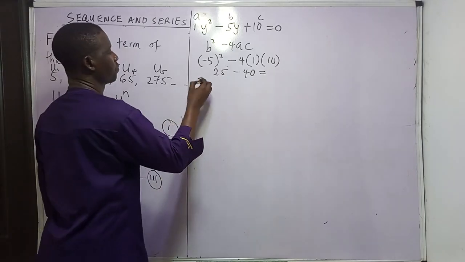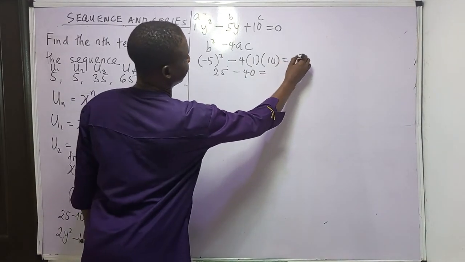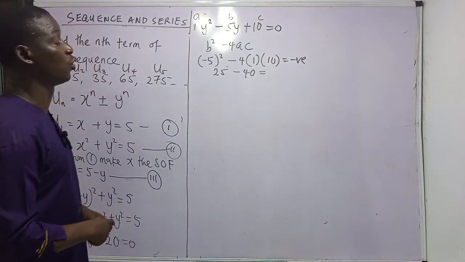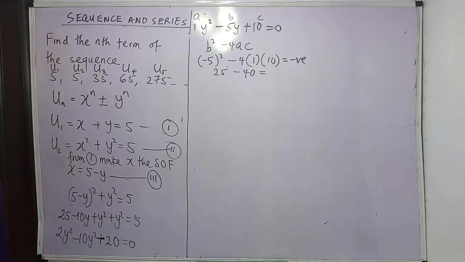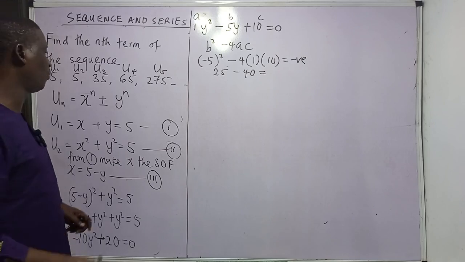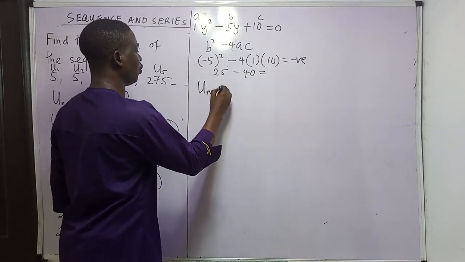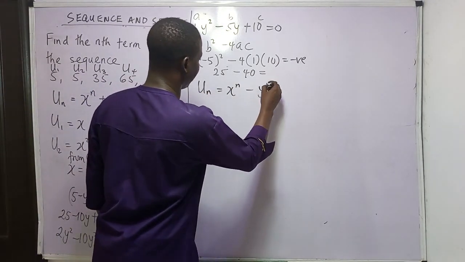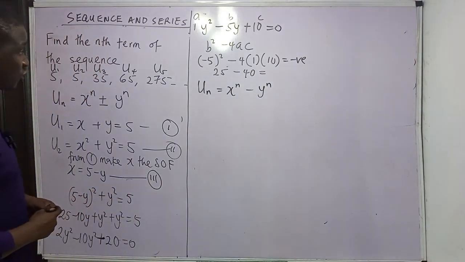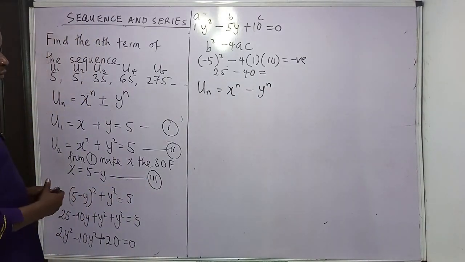Let's go with the second one. It will give us a negative sign. Now let's solve with un equals x to the power n minus y to the power n. Let's use the second trial. I believe this one should work.